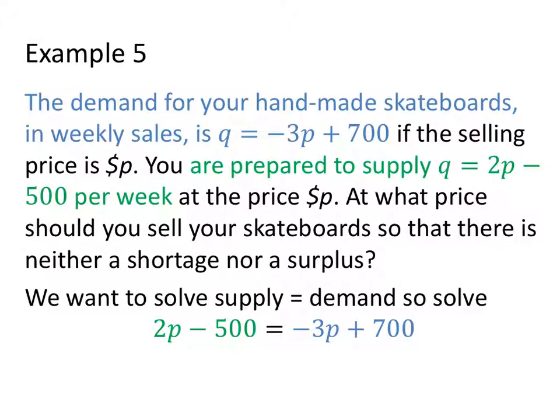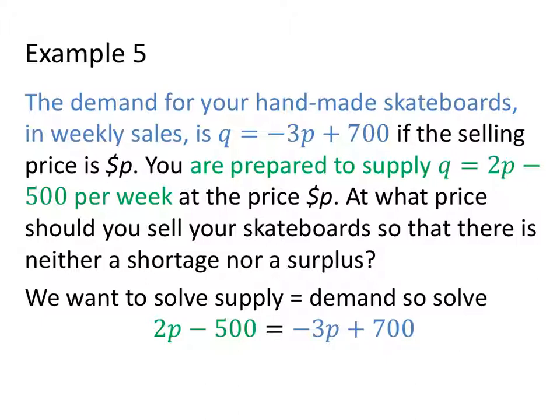Here we go. The demand for your handmade skateboards in weekly sales is Q equals negative 3P plus 700 if the selling price is P dollars. You are prepared to supply Q equals 2P minus 500 per week at the price of P dollars. At what price should you sell your skateboards so there is neither a shortage nor a surplus? Well, in order to have neither a shortage nor a surplus, we want to solve supply equals demand.